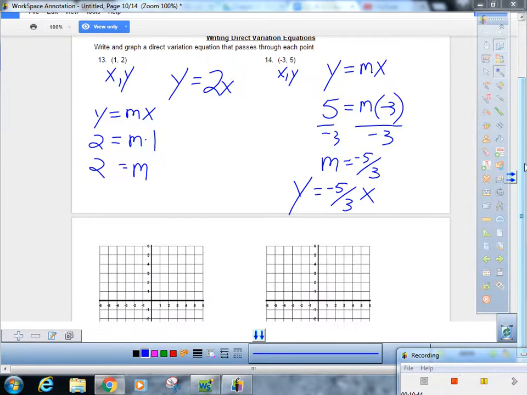If we wanted to graph that, y equals 2x. Again, they always have the y-intercept at 0, so that's y equals 2x. This is y equals negative 5/3 x. Rise over run. Rise over run. So if I go up 5, 1, 2, 3, 4, 5, then I'm going to go left 3 because I know it's got to go down and to the right.